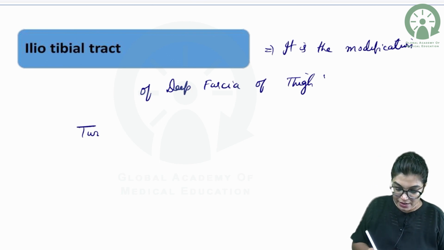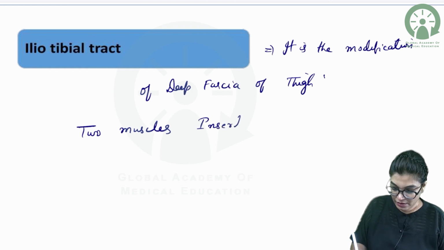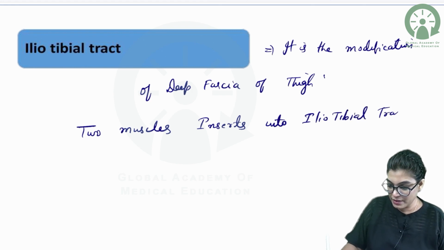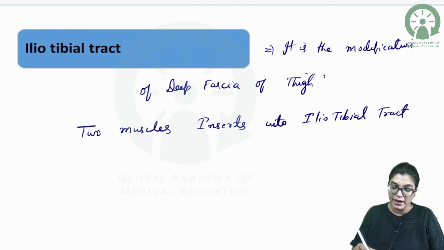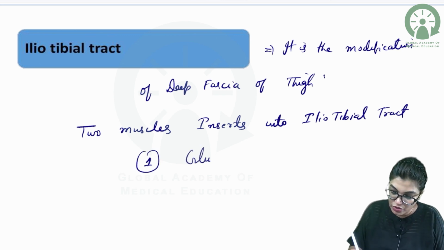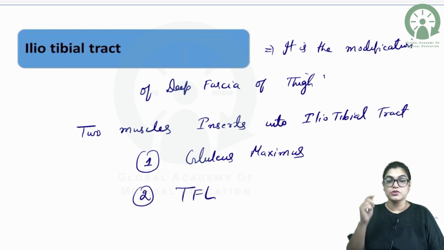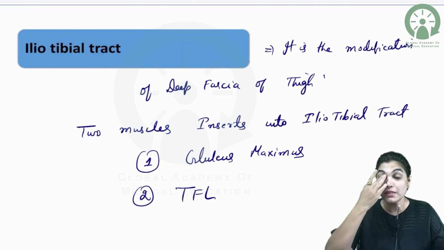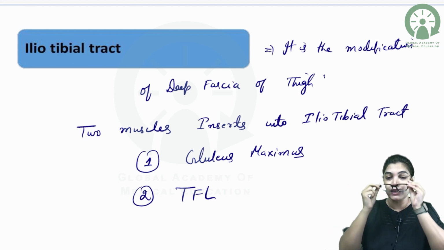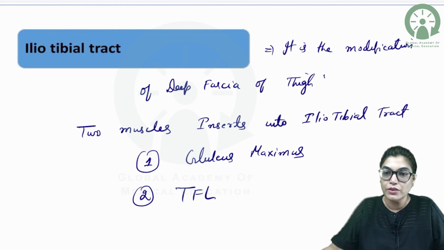Two muscles insert into iliotibial tract. Iliotibial tract is also called the iliotibial band. The two muscles inserting into it are the gluteus maximus muscle and the tensor fascia lata; TFL I have written in short form. So, the one is gluteus maximus and the other is tensor fascia lata. These two muscles are inserting into iliotibial tract. This is very important for your MCQs.